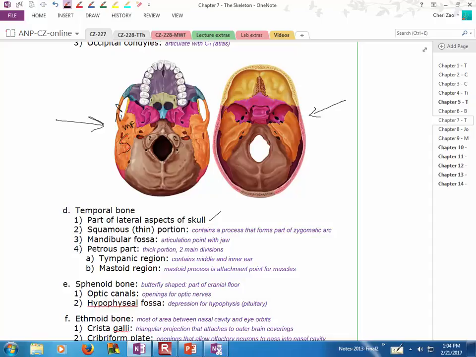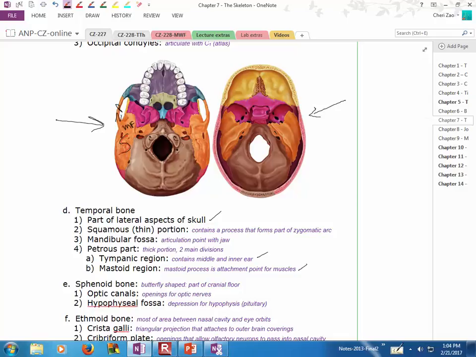There is also a portion to the temporal bone. We have a squamosal or flat portion, and then we have a petrous portion. And the petrous portion has a tympanic region as well as a mastoid region. So the petrous is that bony, hard thing, like petrified rock.